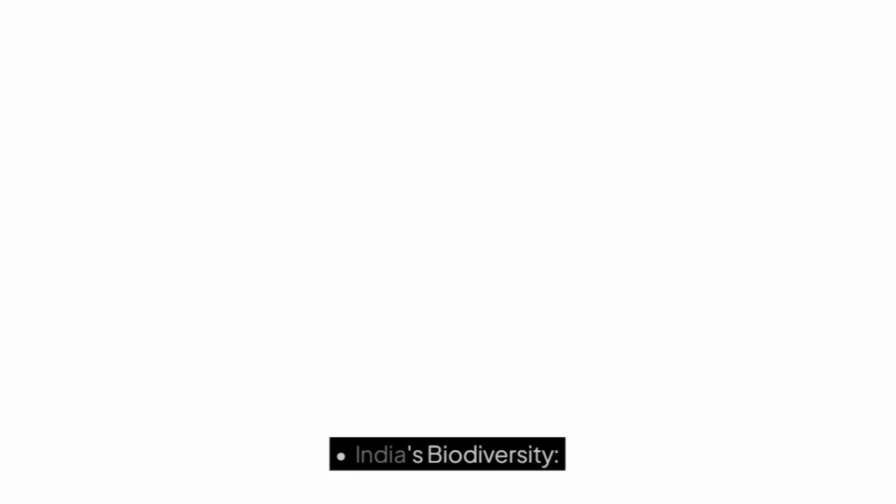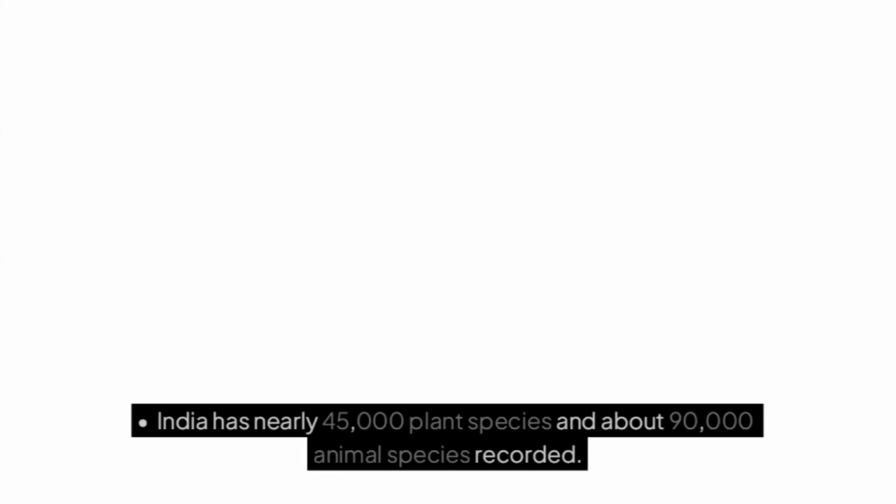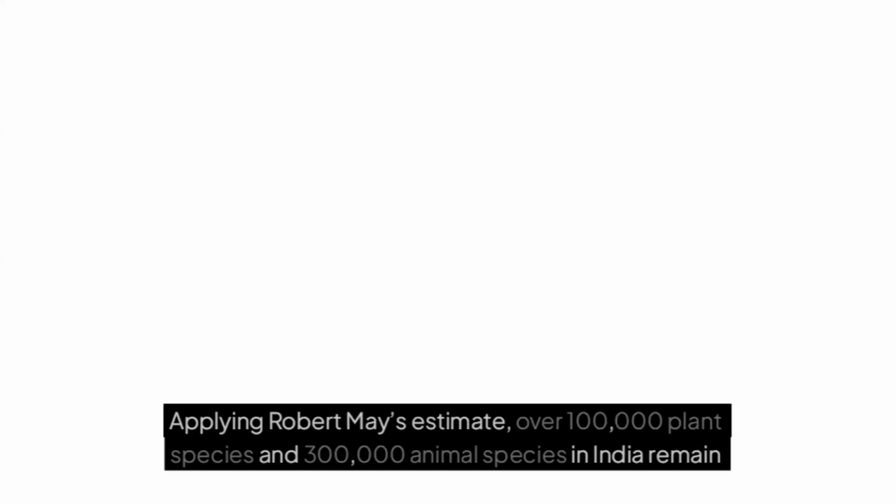India has nearly 45,000 plant species and about 90,000 animal species recorded. Applying Robert May's estimate, over 100,000 plant species and 300,000 animal species in India remain undiscovered.